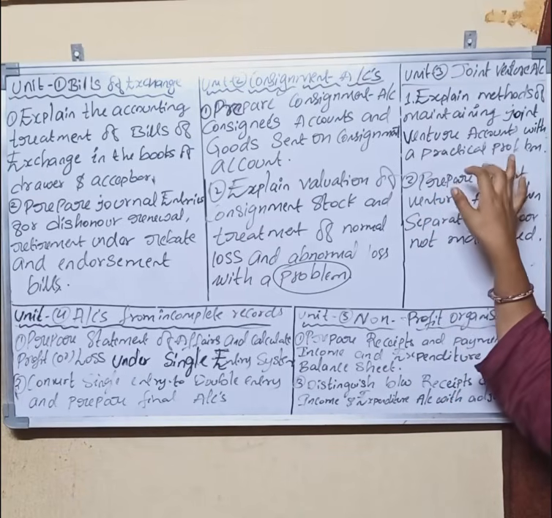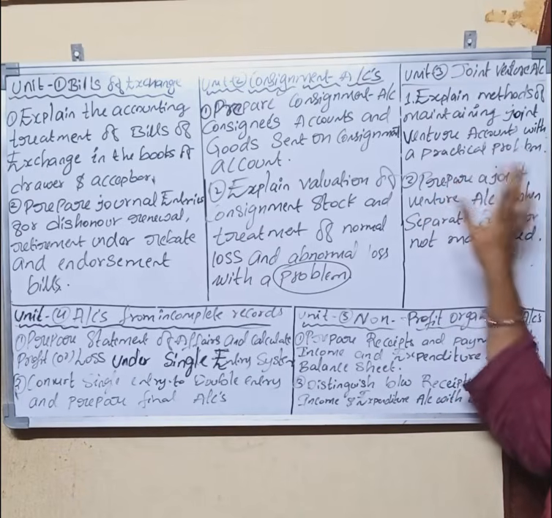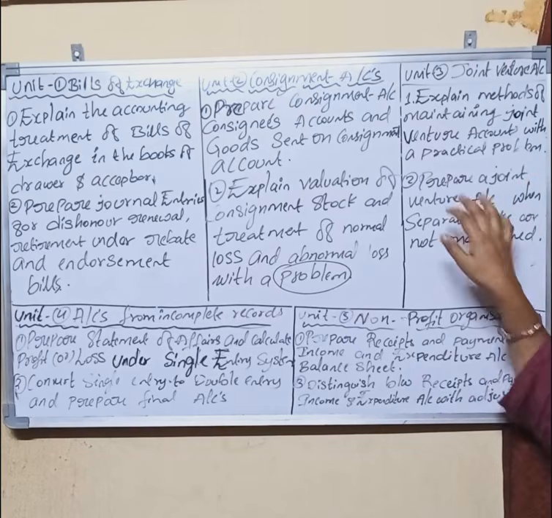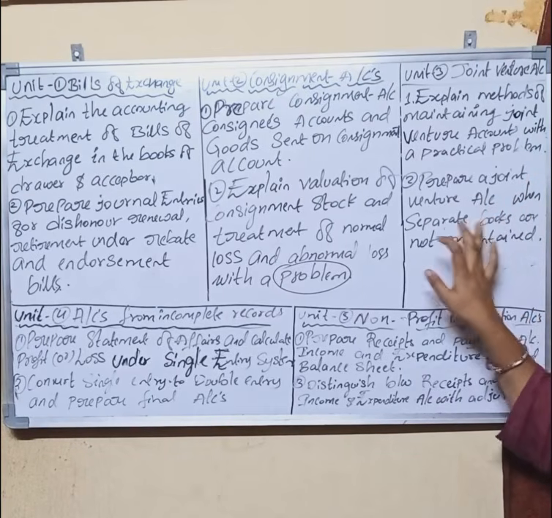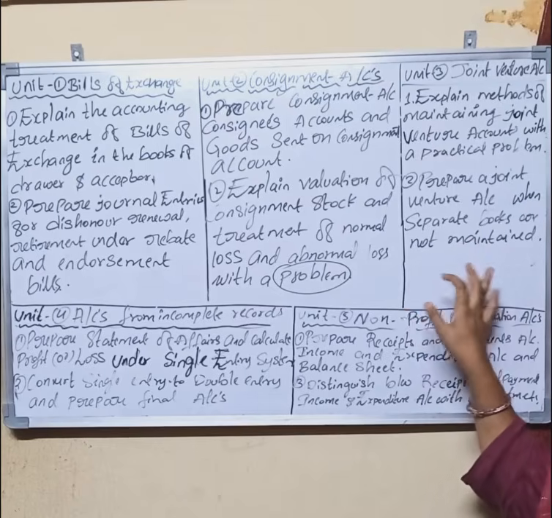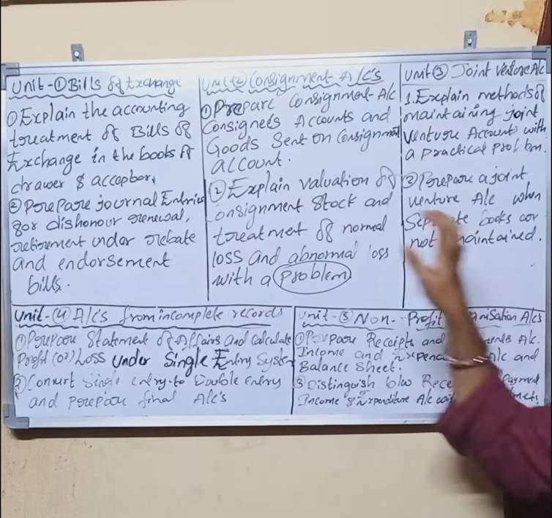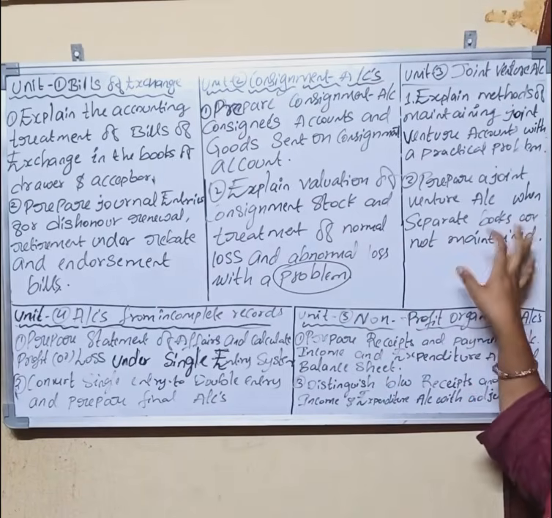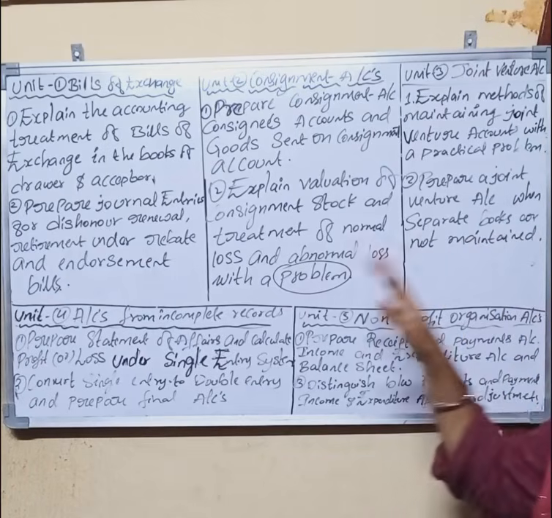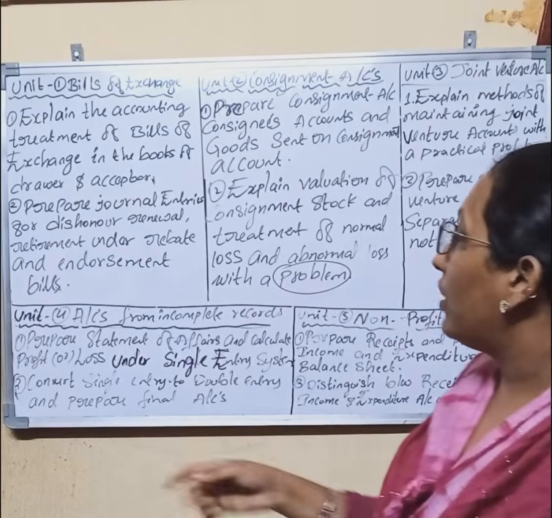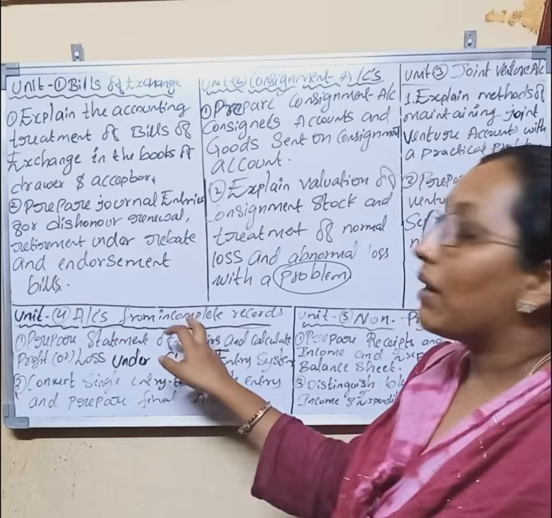You will get practical problems on the basis of the joint venture account. Now, prepare a joint venture account when the separate books are not maintained. Please note it down. This is completely Unit 3, joint venture account. Now, if you see Unit 4, accounts from incomplete records.